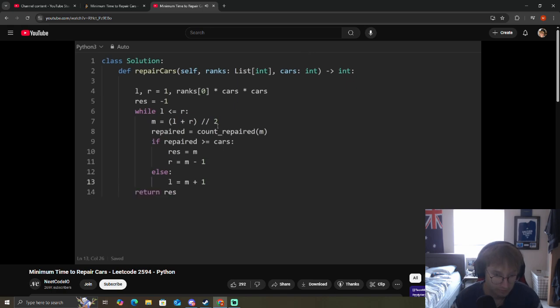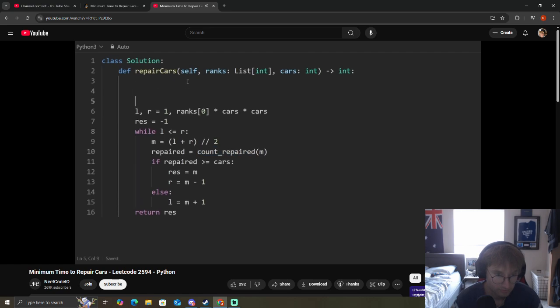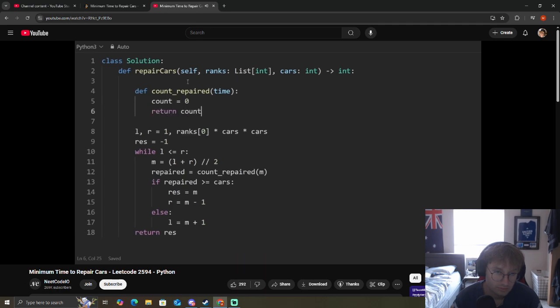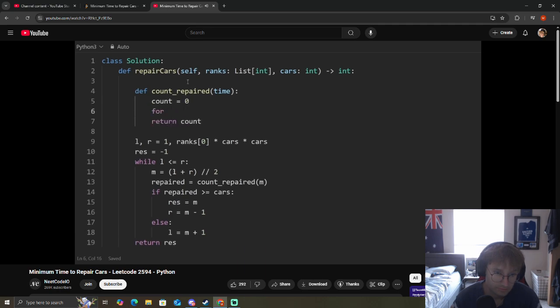Now, finally, to fill in this last function, I think you can probably do it on your own if you try, but I'll go ahead and do it now. Count repaired. We're given a parameter. I'll call it time. We want to know how many we can repair in this time. I'll have a variable, I'll call it count for that. We'll return the count. And for us to calculate it, we go through every rank in the input.